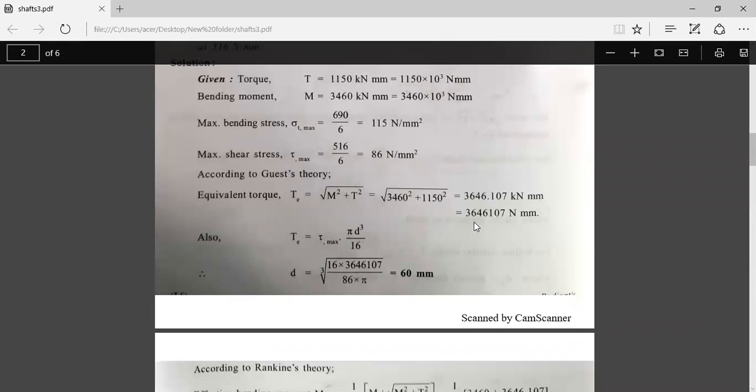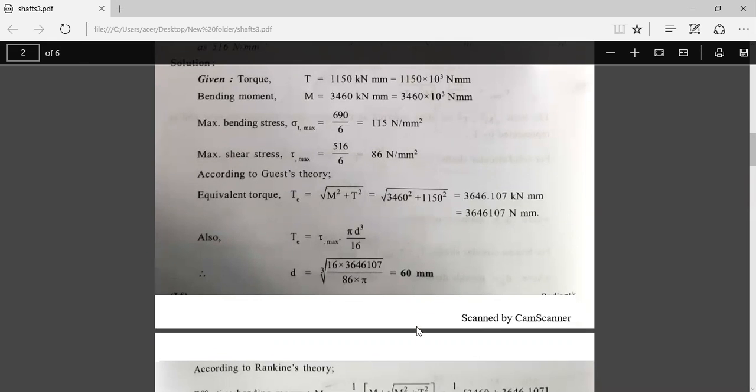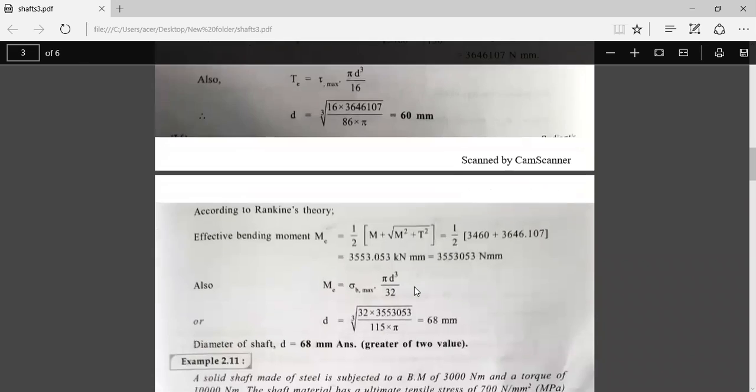So after getting this value 3646.107 Newton mm, now we are going to substitute this value in TE, tau max pi d cube by 16. So from this D is equal to 16 TE by tau max into pi, so cube root, so 16 into the TE value we already got, 3646107 divided by 86 and pi. From this we can get 60 mm.